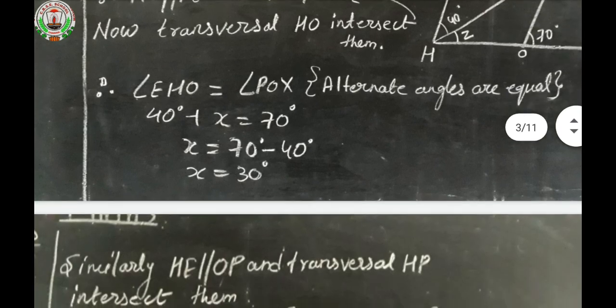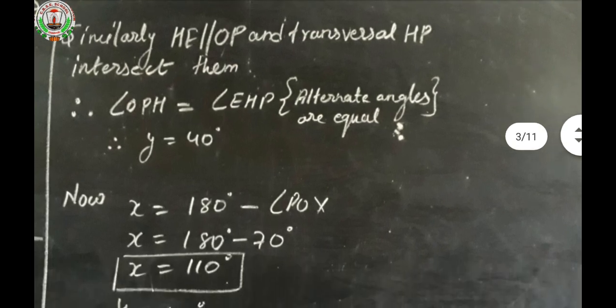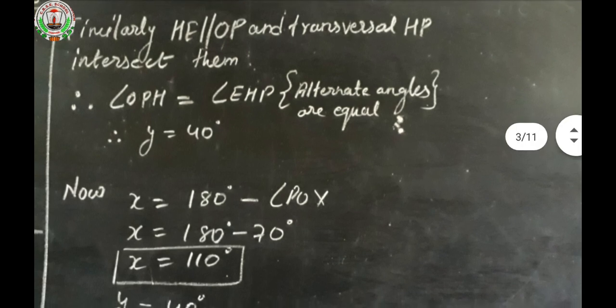Now the second part, what is the second part? We have that HE is parallel to OP and transversal HP intersects them. Therefore angle OPH will be equal to angle EHP. Alternate angles are equal, isn't it? Therefore y will be equal to 40 degree. Understood everyone?